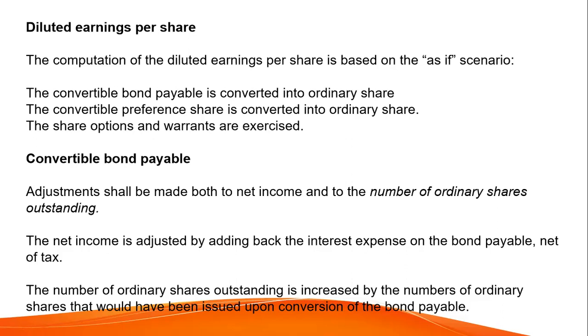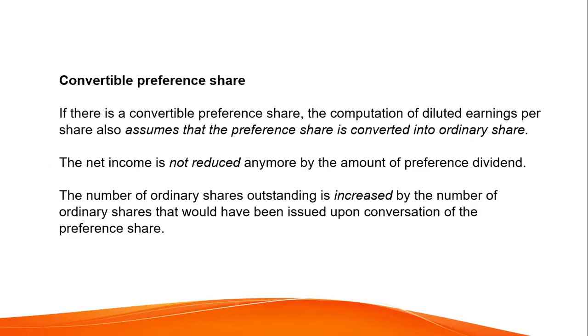Next, we have the convertible bonds payable. Adjustment shall be made both to the net income and to the number of ordinary shares outstanding. The net income is adjusted by adding back the interest expense on the bonds payable net of tax. The number of ordinary shares outstanding is increased by the number of ordinary shares that would have been issued upon conversion of the bonds payable.